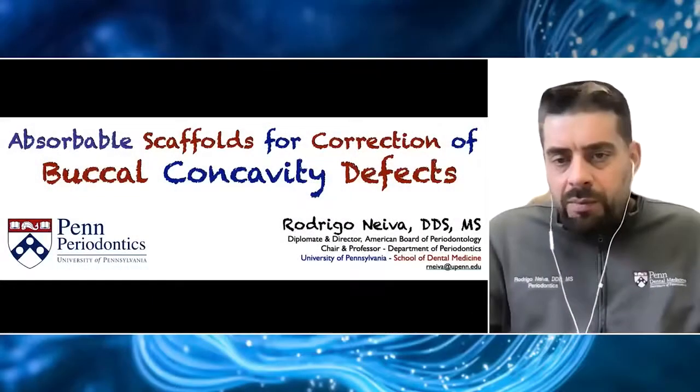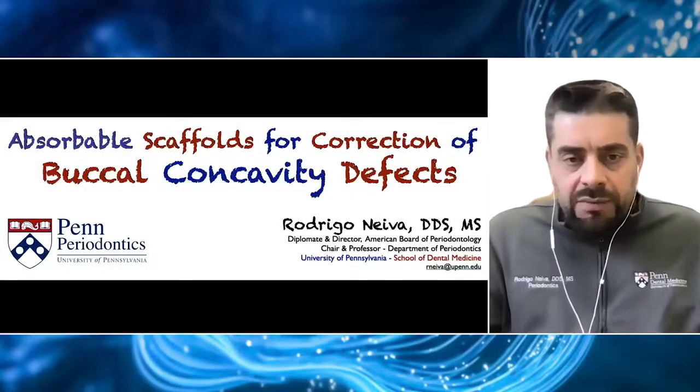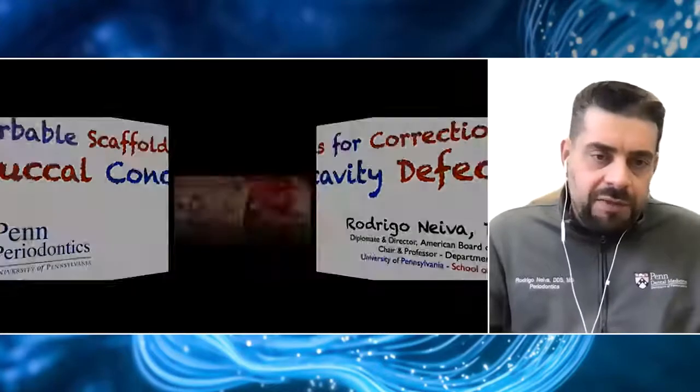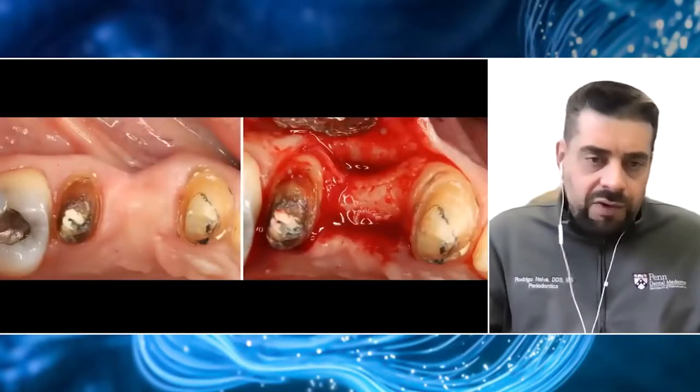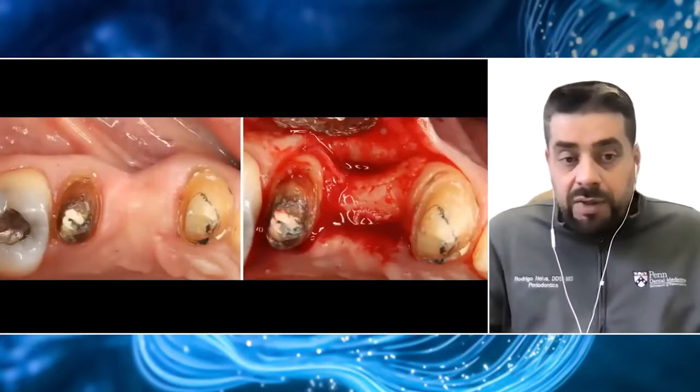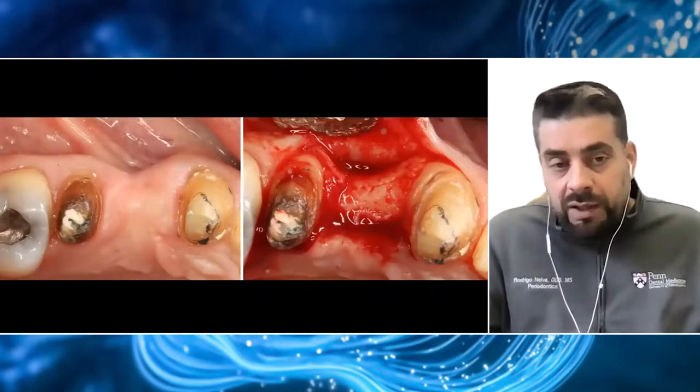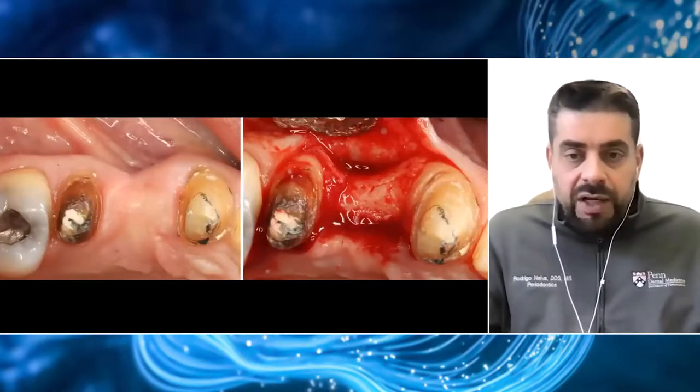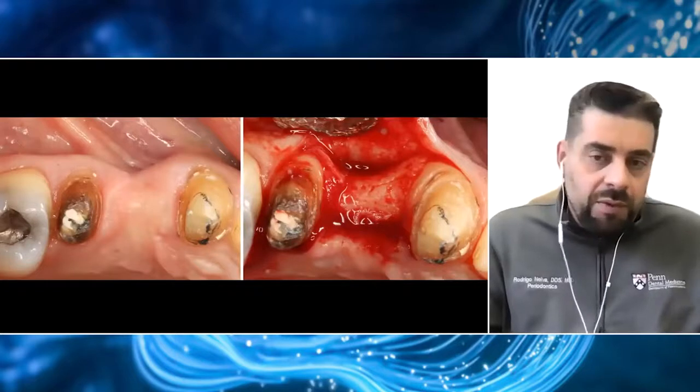So what do I mean about buccal concavity defects? I'm talking about this aesthetic deficiency that is caused by tooth extraction. This is something that we try to minimize with ridge preservation, but we can't completely eliminate. This creates an aesthetic problem for the implants that we're placing.